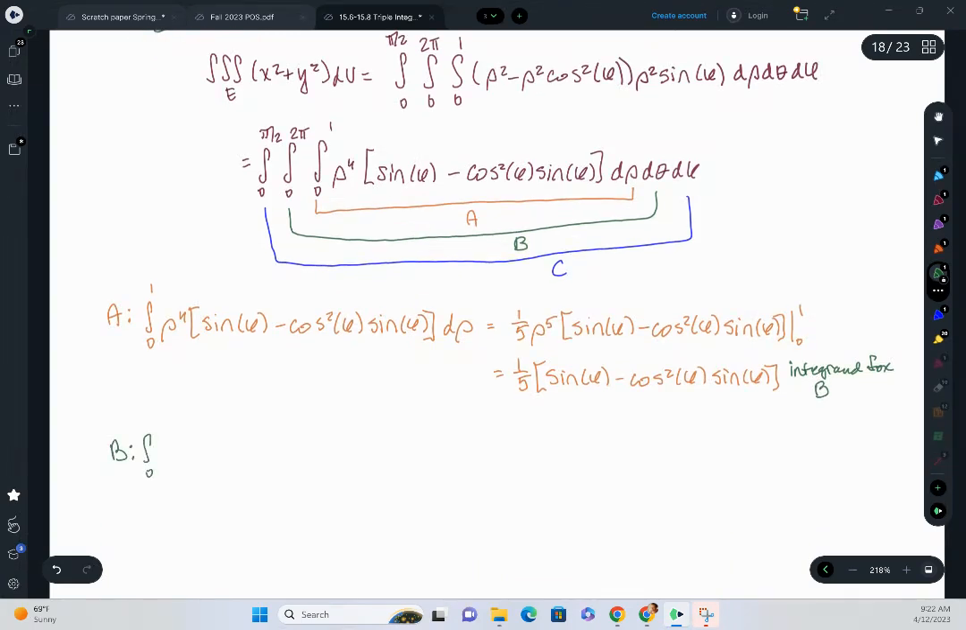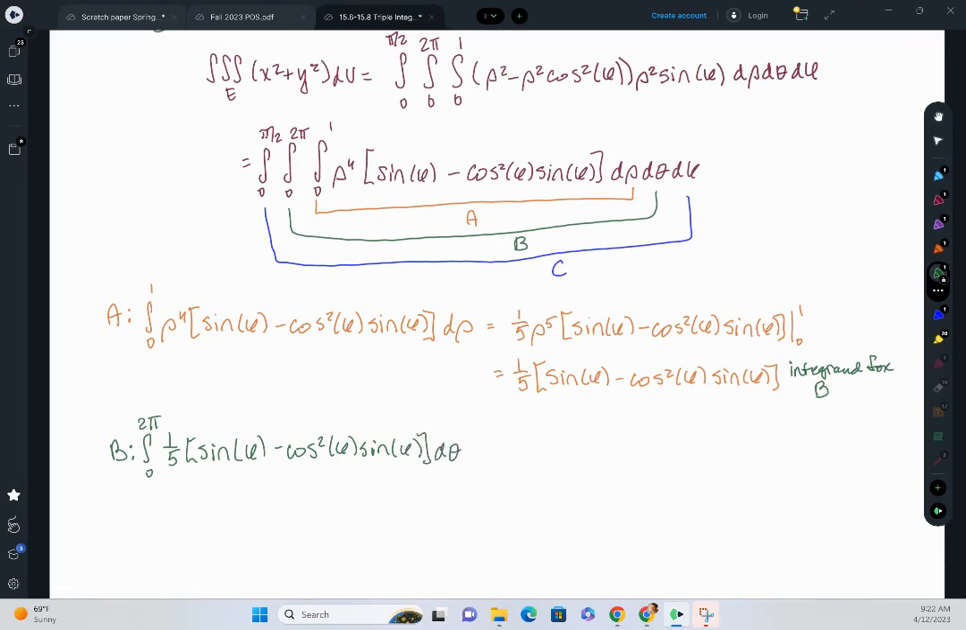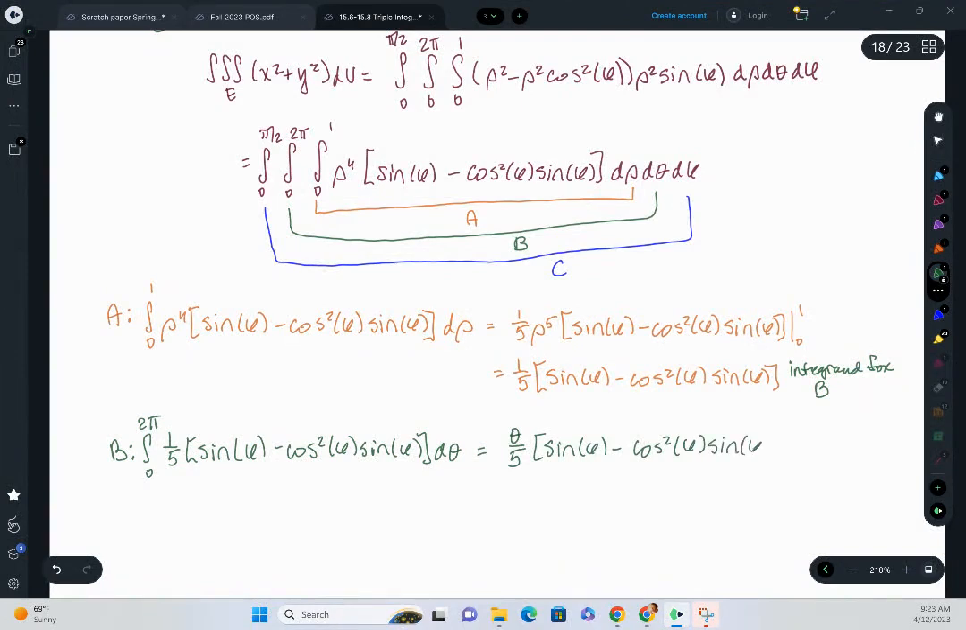B is dealing with theta, so we're going from 0 to 2 pi of 1/5 times sine of phi minus cosine squared of phi, sine of phi, d theta. Well, everything's a constant in here, so I'm just going to get theta times this ugly constant, and I'll evaluate theta from 0 to 2 pi. So we get theta over 5 times sine of phi minus cosine squared of phi, sine of phi, from 0 to 2 pi.